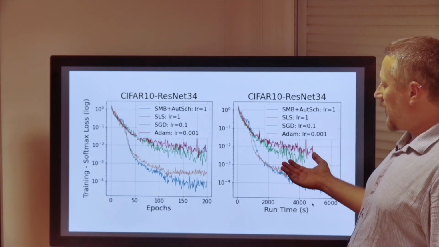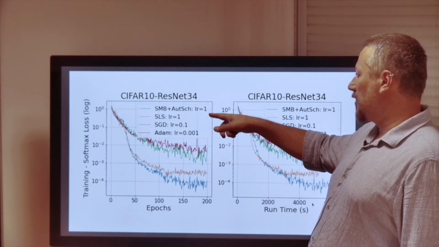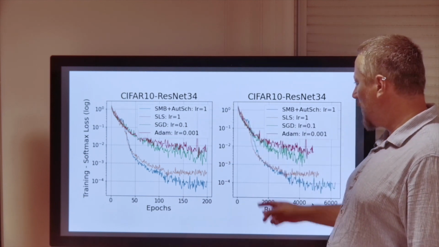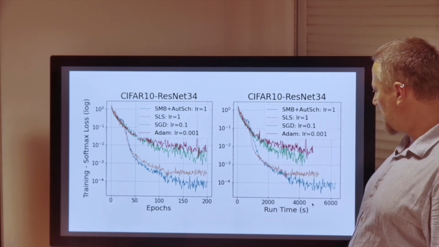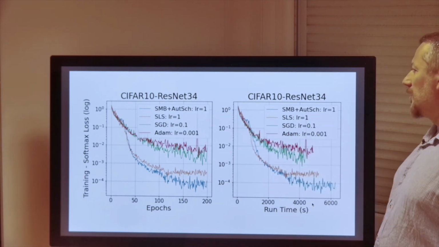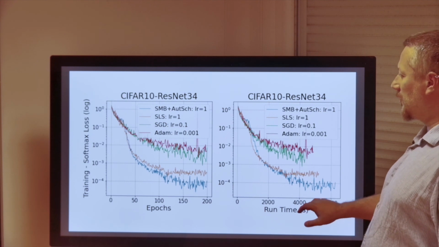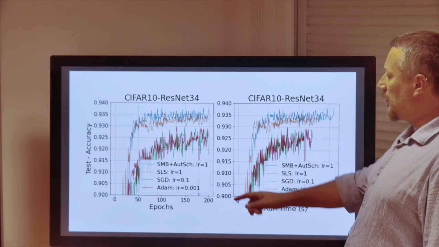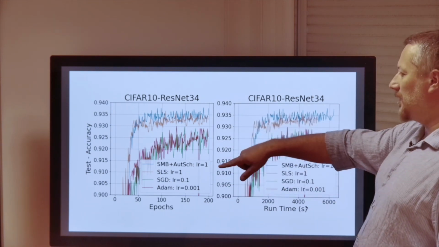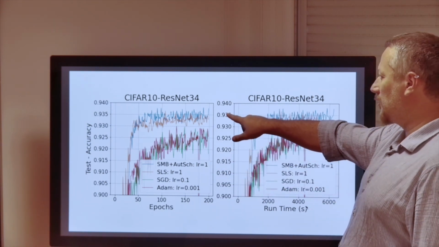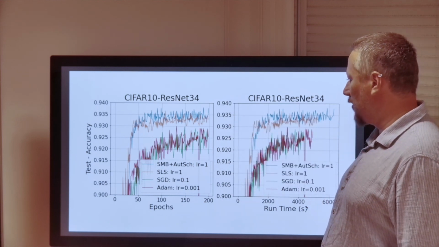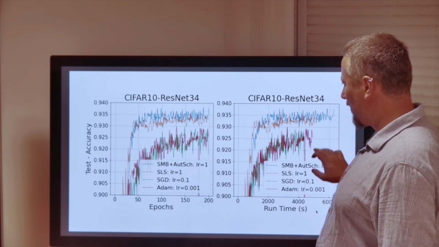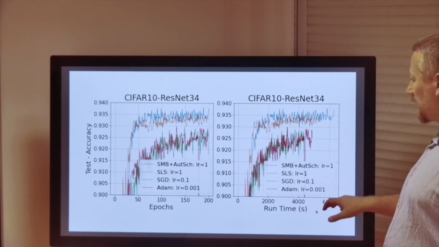And then once you do that, even with small, simple auto-scheduling, you see improvements in performance in terms of training function. Okay, what about test accuracy? This time we see an improvement there also. SMB with auto-scheduling converges to a better accuracy than the other methods, in terms of epochs and runtime.